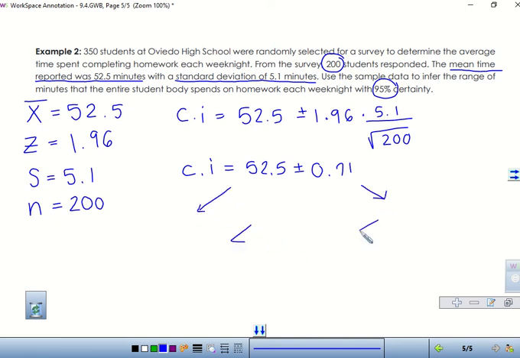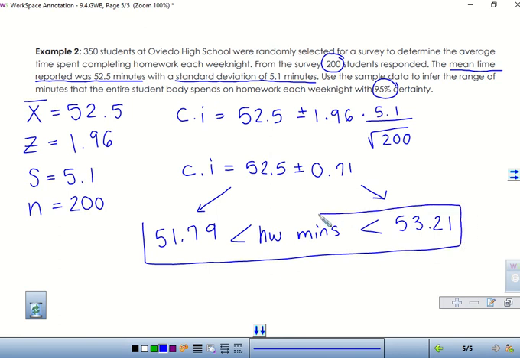Now we set up our interval. And this study was about homework time, right? Homework minutes spent. So homework minutes is going to go in the middle of your interval. And then on each side, you're going to do the math. So here, this side is going to be the minus. And when you subtract, it's going to be 51.79. And over here, this is going to be the plus, which is 53.21. So you can say with 95% certainty that the average homework minutes spent is between these two values for everybody surveyed.